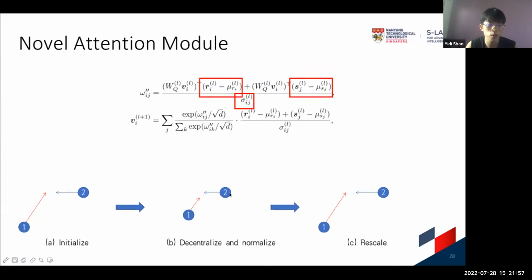Then we let the two balls interact with each other, which is shown by the summation of the two tokens in the second formulation here. After that, we rescale the effects from ball one in the original space according to the attention weight. As shown in figure C, we rescale the length of the arrow when aggregating the effects from the neighbors, which is the operation in the second formulation. Experiments show that such operation can get richer semantics from each pair of interactions.